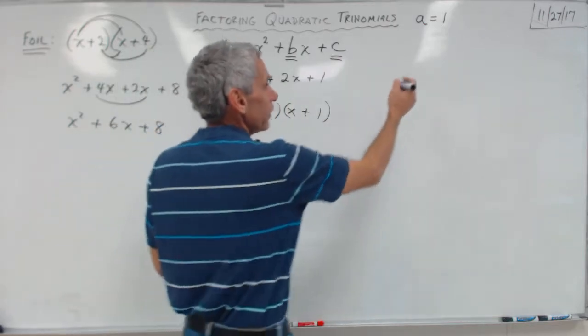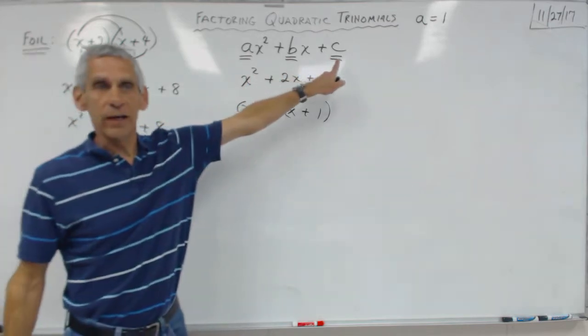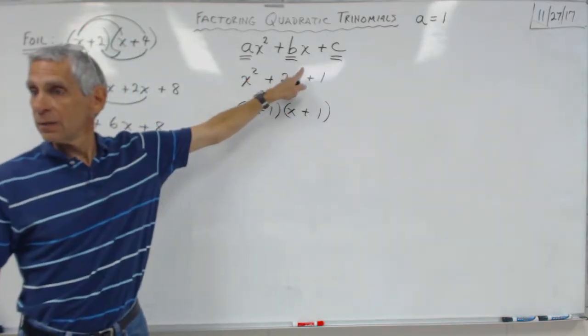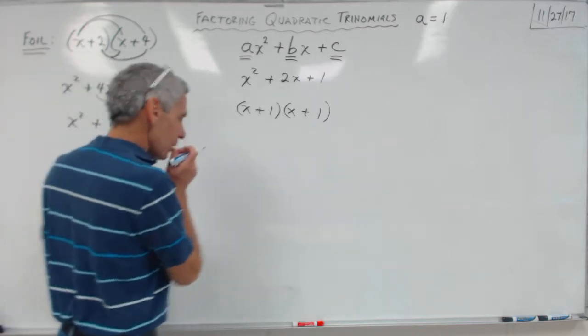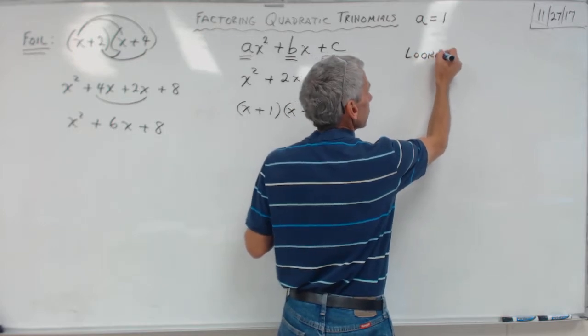So what we're looking for is, now notice, my 8 is my C. Do you guys see that? My 6 is my B, and my hidden 1 is my A. Do you see that? Okay, and so this is what I'm looking for.